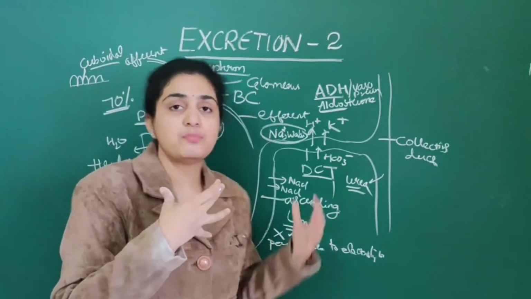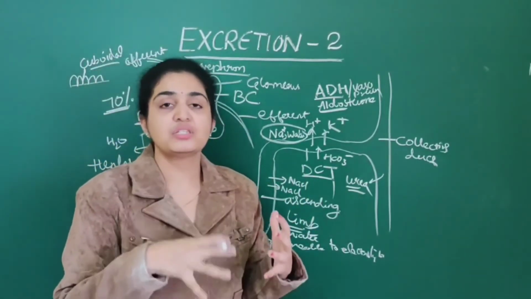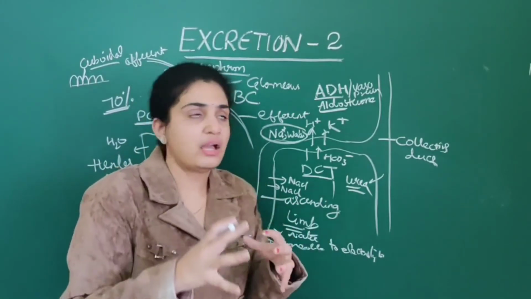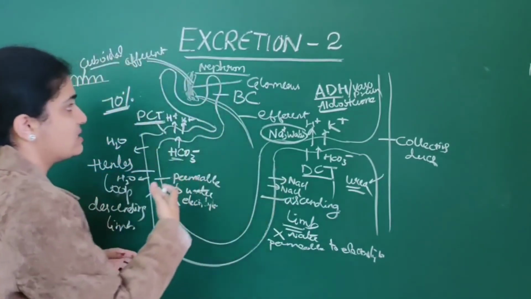Maximum electrolytes are absorbed through the PCT. So these are the main functions of tubules that we have discussed. Simply, you can easily remember. I'll tell you an easy way to remember.